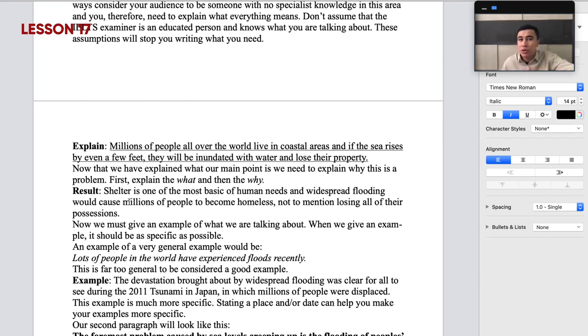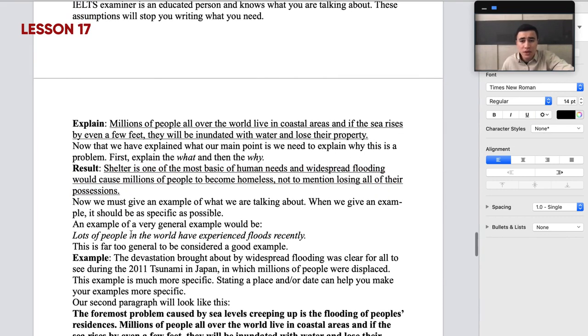Okay, now we should talk about the result. Shelter is one of the most basic of human needs, and widespread flooding would cause millions of people to become homeless, not to mention losing all of their possessions. So, this is going to be the result. So, the potential result if this happens. Now, we must give an example.